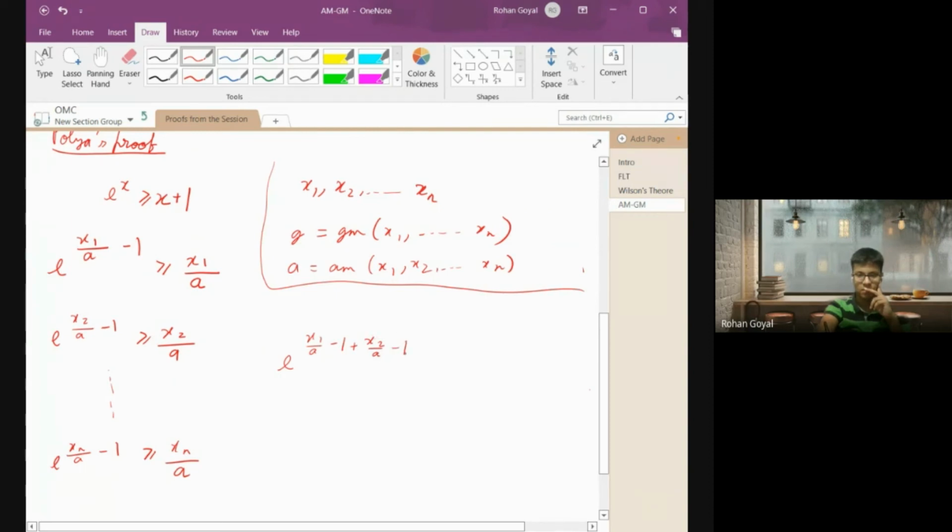Okay. And so on, up to e to the (xn by a minus 1), is greater than or equal to x1 x2 ... xn by a to the n. Yes?